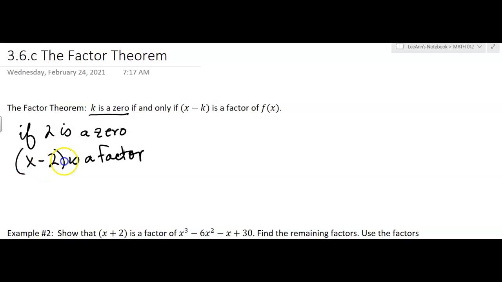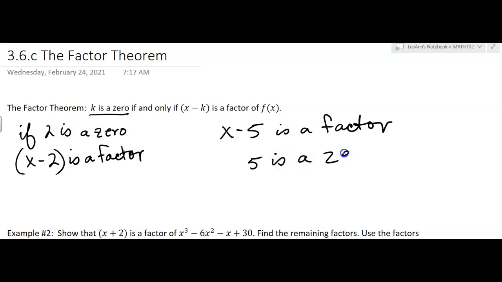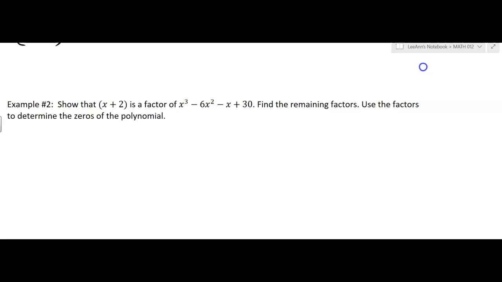Okay, so that's important. We're going to use that later on. But it also goes the other way. If I know, say, x minus 5 is a factor, then I know 5 is a 0. Okay, so that's what the theorem says. And now we'll show you an example.